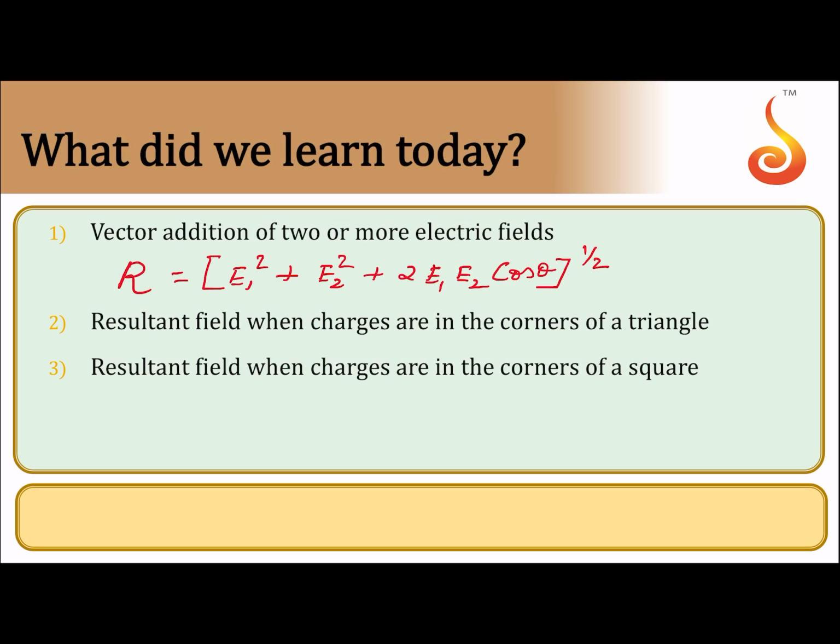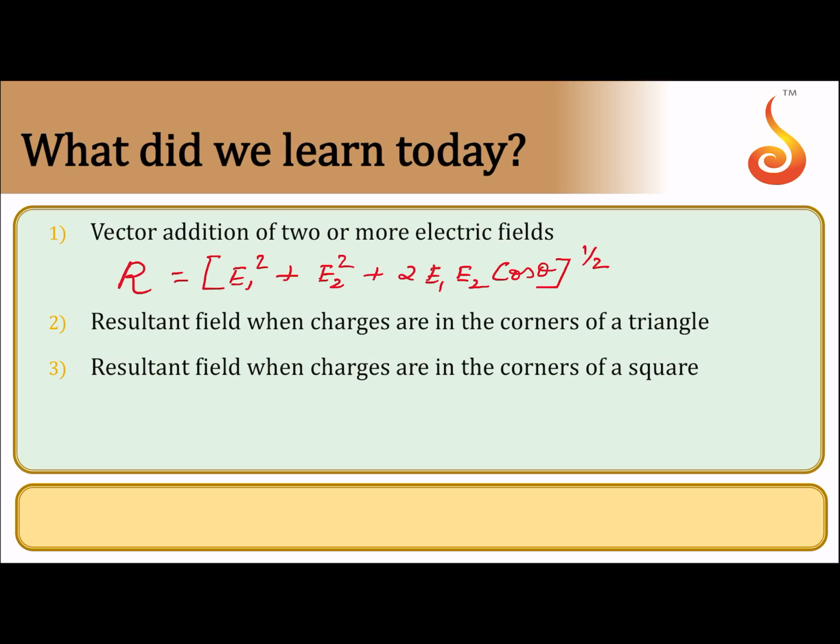You may ask me, we did a problem with the square where there were 4 electric fields. Then if the fields are opposing each other, you take 2 at a time and find the resultant. Then you finally have 2 fields with an angle between them, and you can use the formula (E1² + E2² + 2 E1 E2 cos θ) to the power half to get the answer.